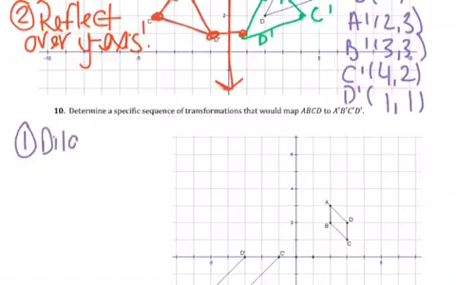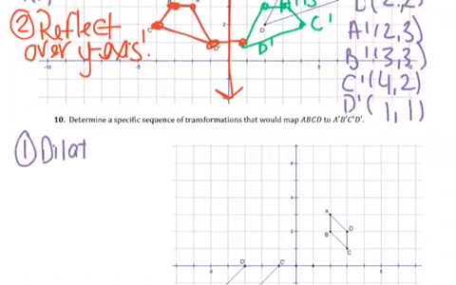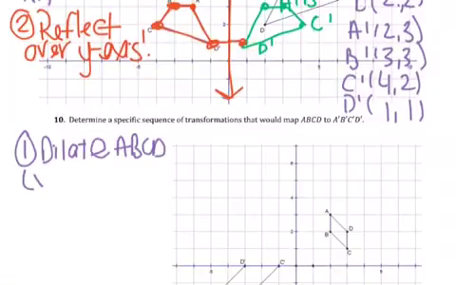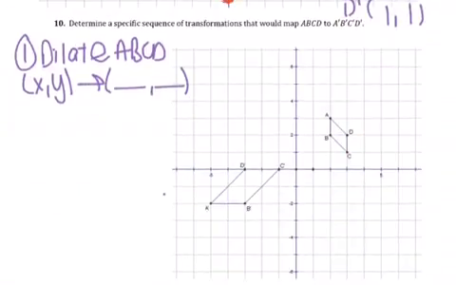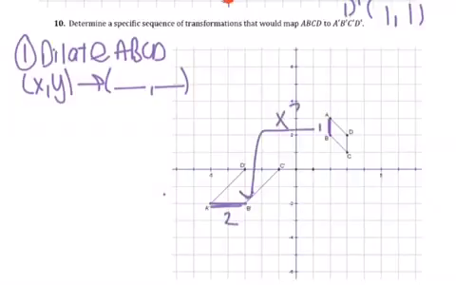Okay, so we are going to dilate A, B, C, D. We need to figure out what I multiplied the x and the y coordinates by. Looking at my original, side AB has a length of 1. A prime, B prime here has a length of 2. Obviously, to get from 1 to 2 would be a scale factor of 2. So I'm going to show that I took my x and doubled it, and took my y and doubled it.